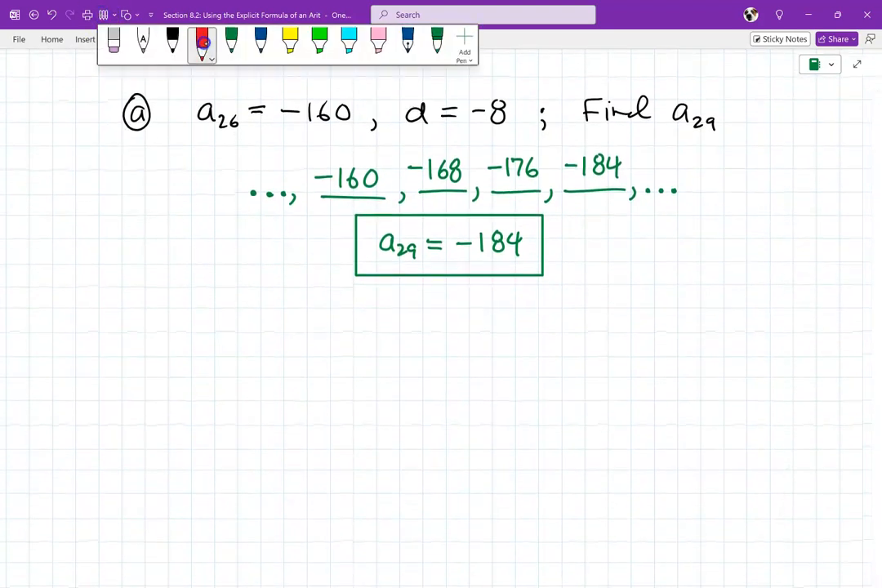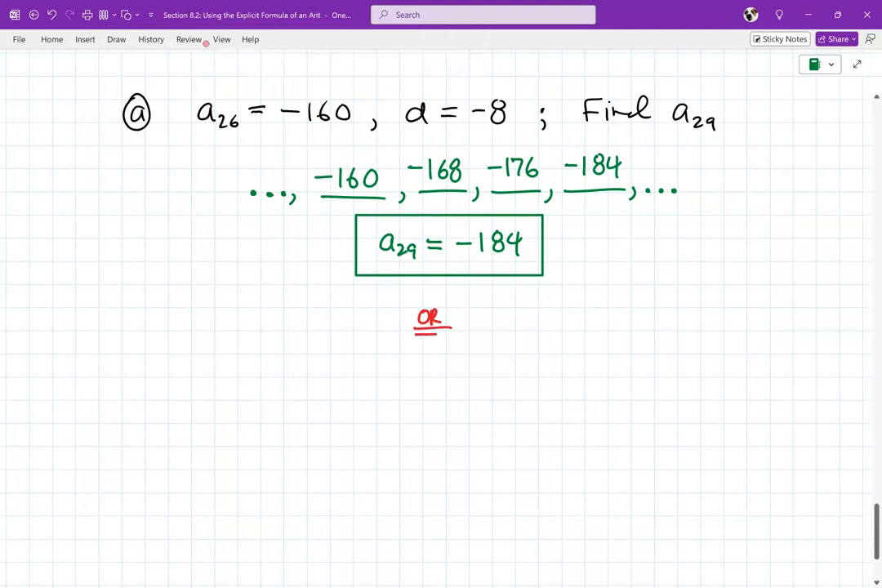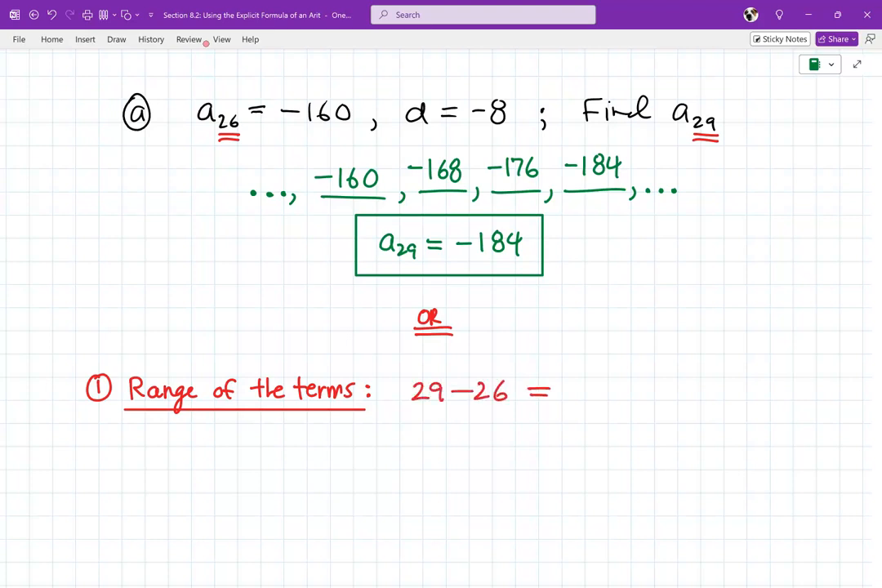So this one's going to have a method to it, okay? I'm going to put an or right there. Number 1, range of the terms, okay? The range of the terms. So I don't mean what's the value of a sub 30 and the value of a sub 2. Like, no. The term numbers. So notice they gave me a 26th term and a 29th term, right? So the range between 29 and 26 is 29 minus 26. That's 3.